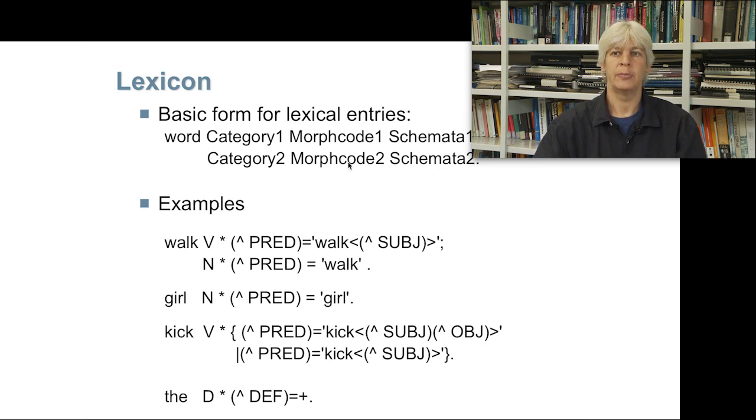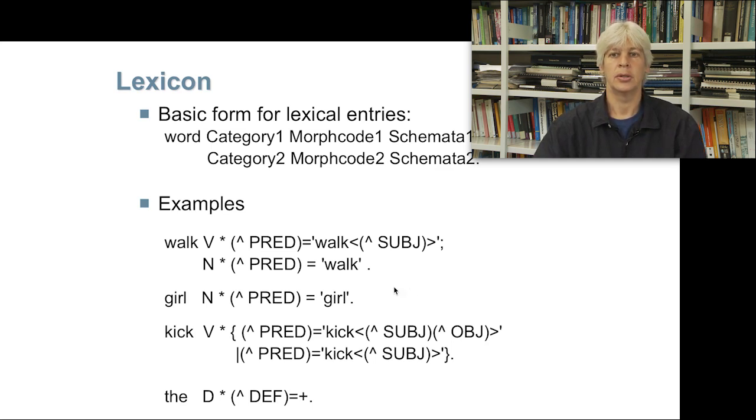The morph code is then followed by a schemata, something like PRED walk, which takes a subject, or if it's the noun version of walk, it just takes a predicate called walk. Predicates are always enclosed in these single quotes. This ensures that there will be only one version of this. It cannot unify with anything else. It also shows that this is pointing to some kind of semantic meaning. That's the convention in LFG. So whenever you have a PRED, you need to enclose it within single quotes to show that there's some semantic meaning here, and that there can only be one value for this.